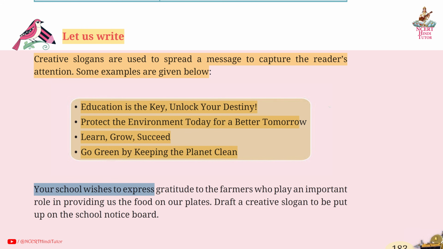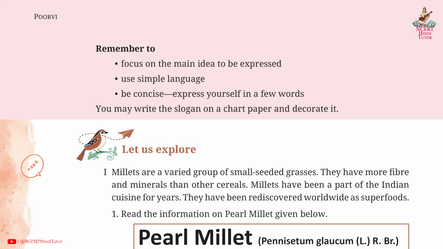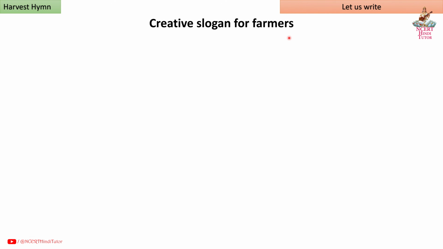Your school wishes to express gratitude to the farmers who play an important role in providing us the food on our plates. Draft a creative slogan to be put up on the school notice board. Remember to focus on the main idea to be expressed. Use simple language, be concise, express yourself in a few words. You may write the slogan on a chart paper and decorate it. Answer. Creative slogan for farmers.